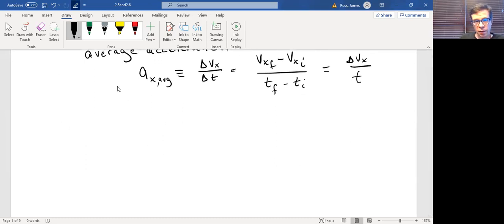All right, and as we consider an instantaneous value rather than an average value, that's our limit, right? So we're going to take the limit as our time interval goes to 0 of delta V over T. And that, of course, is our derivative.